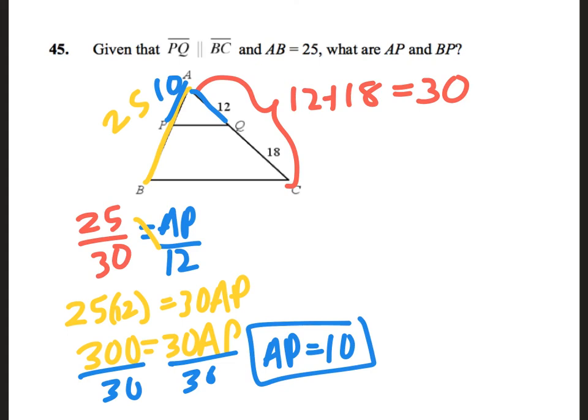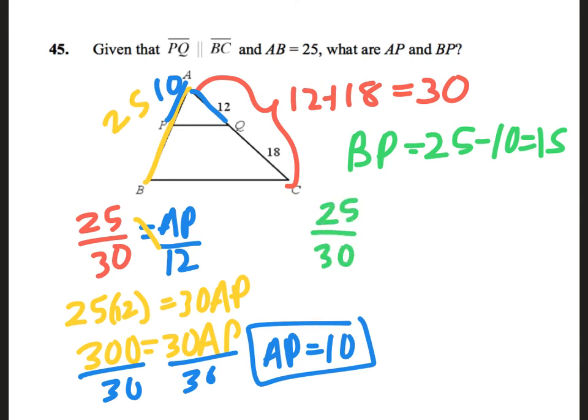Now, we know the whole thing should be 25. So for PB, because that's what we want to find, or BP, or whatever you want to call it, BP should equal 25 minus 10, which equals 15. But let's be great little students and check our work. So again, we're going to use 25 over 30 as our first fraction. And on the same side as 30, we have 18. So let's put 18 on the bottom. And we should have PB on top.